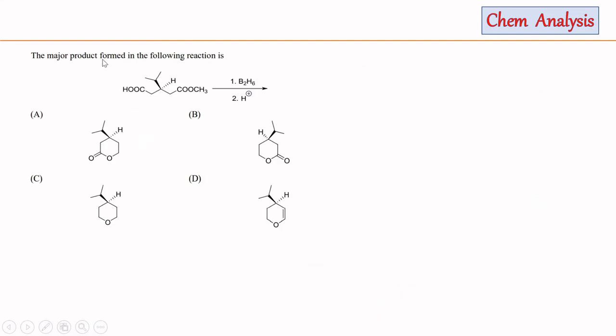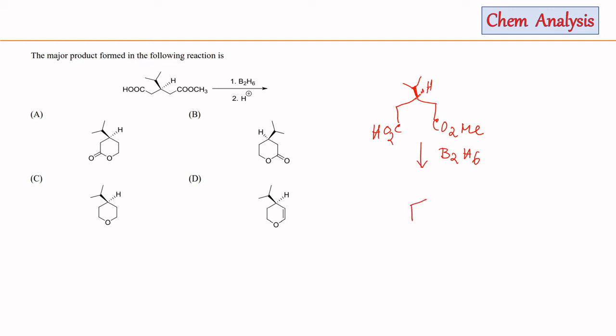In this question we have to tell about the major product forming in this reaction. CO2Me and this is CO2H. Now in the first condition there is given B2H6, that is diborane, and in presence of diborane the acid group gets reduced to alcohol instead of the ester. The ester will remain intact. B2H6 only reduces the acid group to its corresponding alcohol.